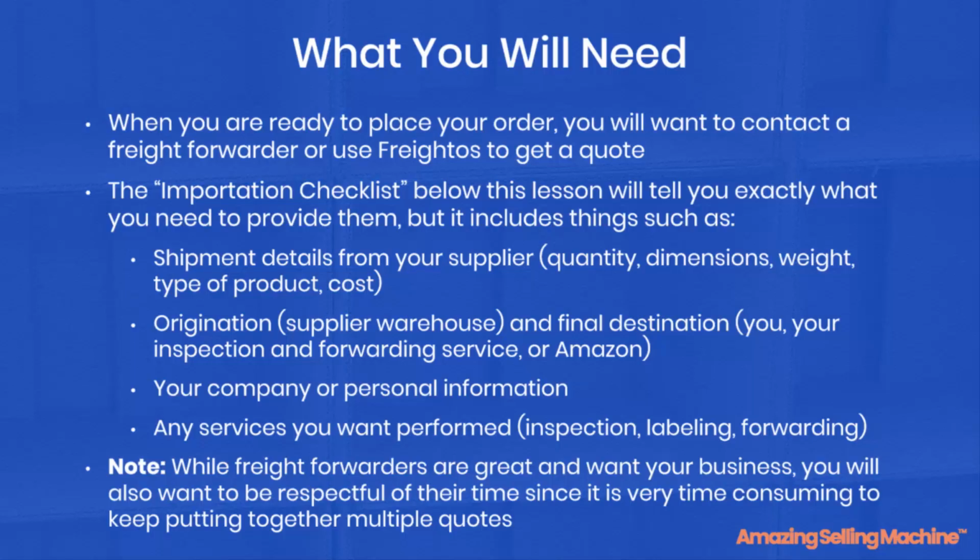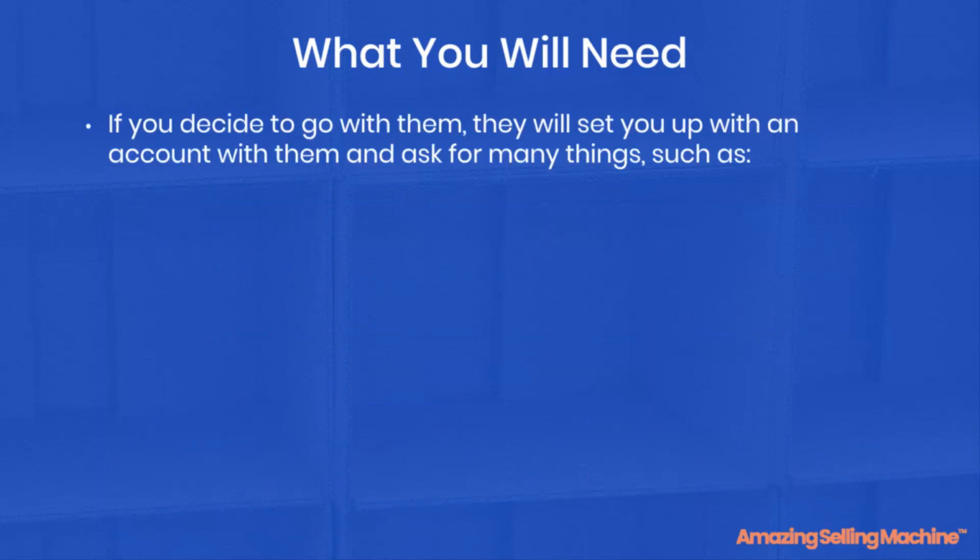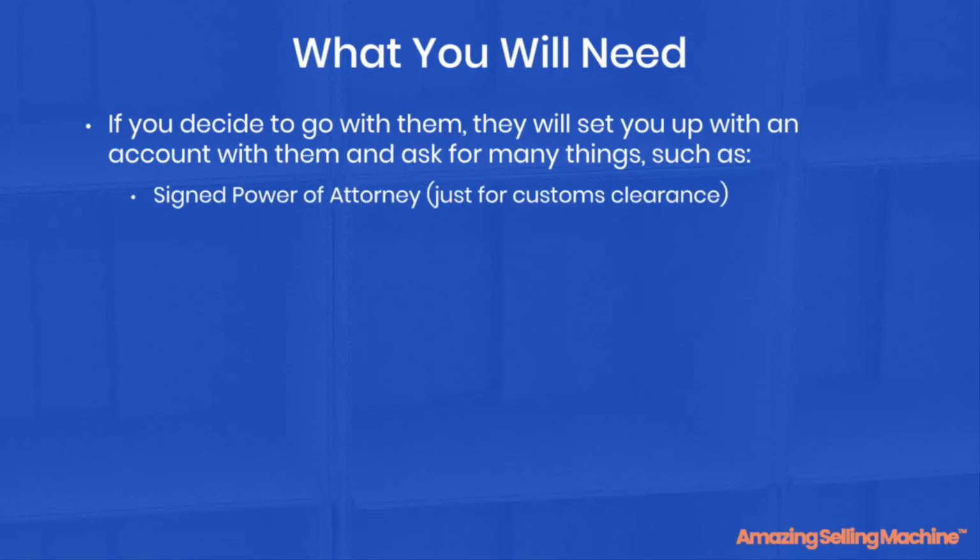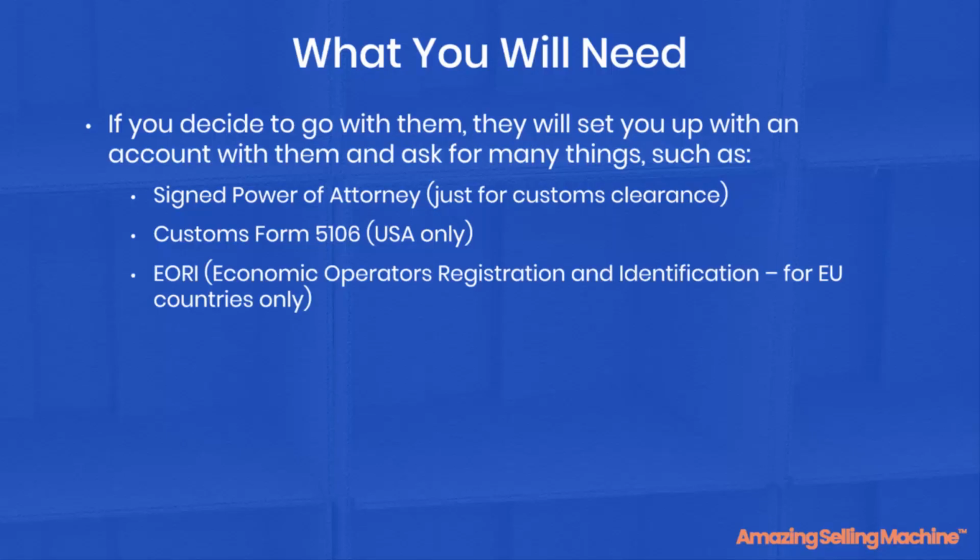Getting one or two is absolutely no problem, but if you feel like you really need more than that, I recommend using the Freightos tool to look at different shipping scenarios over and over again. Now, once you decide on a freight forwarder, they'll set you up with an account and ask for a lot of different things, such as a signed power of attorney, and this is just for clearing your products through customs, a customs form 5106, which is used in the USA, and an EORI form that's used in European countries only.